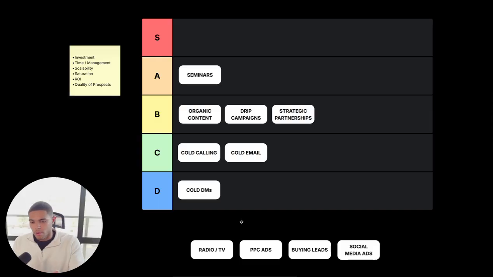So cold DMs are terrible. I would never recommend using cold DMs to attract clients. I've yet to find an advisor who actually sustainably has done cold DMs to scale predictably. Rather, maybe you'll find an advisor who gets a client or two from this, but it is a terrible way to do so. Now, radio and TV.